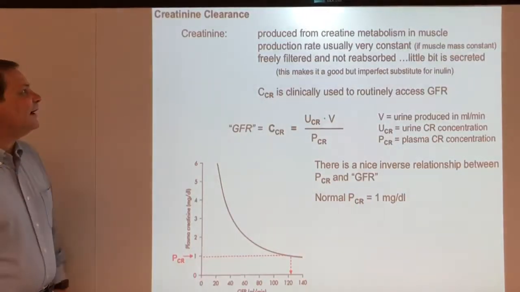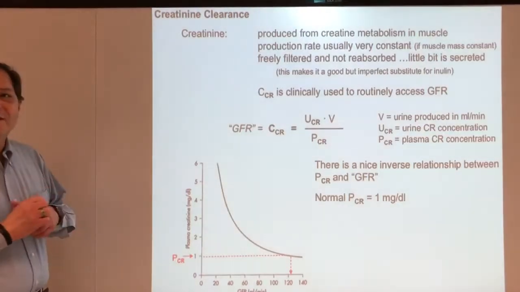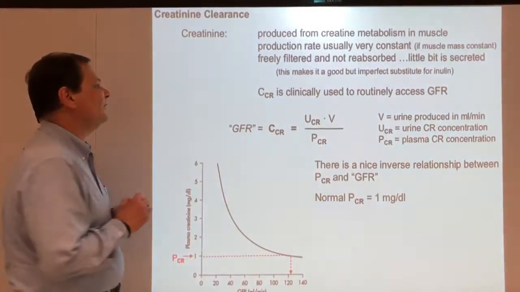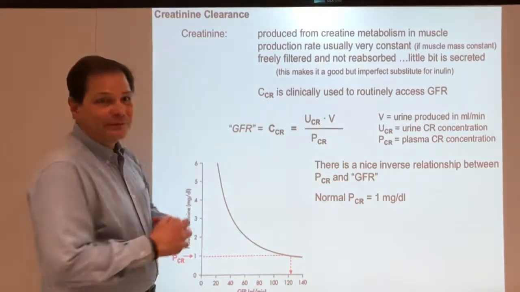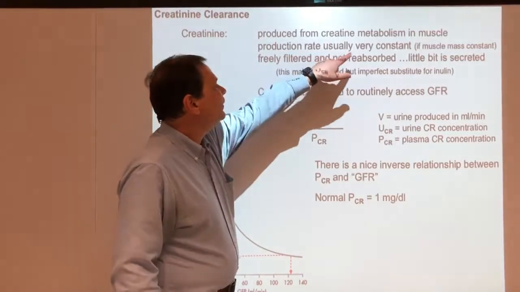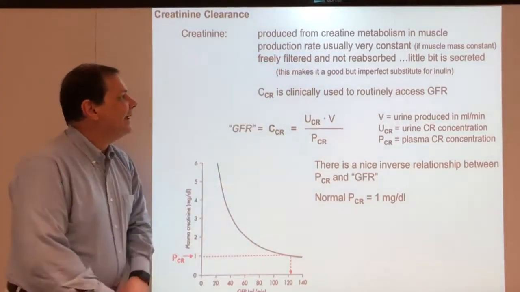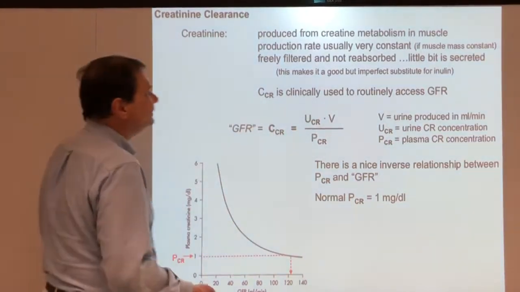All right, and finally we get to creatinine clearance. And this is one that you're going to deal with a lot more as a physician, at least conceptually. Creatinine is produced, it's a natural substance for once. It's produced in the body, and it's produced by muscle, okay? And its rate of production is pretty constant, assuming that the muscle mass is constant, okay?